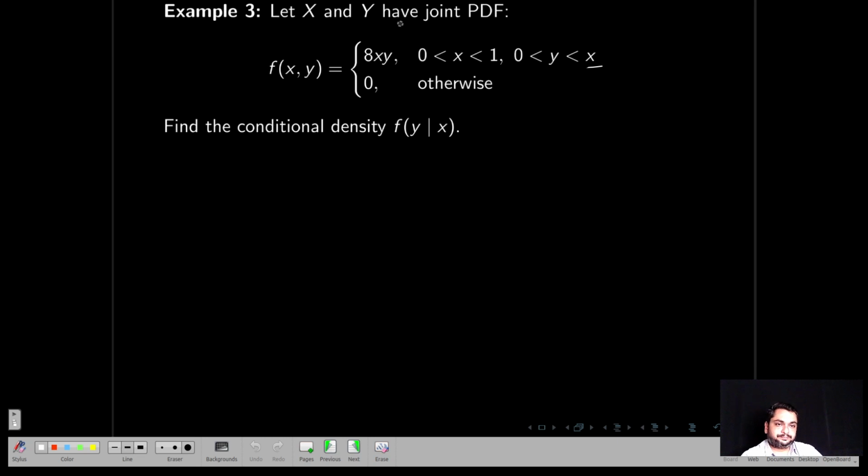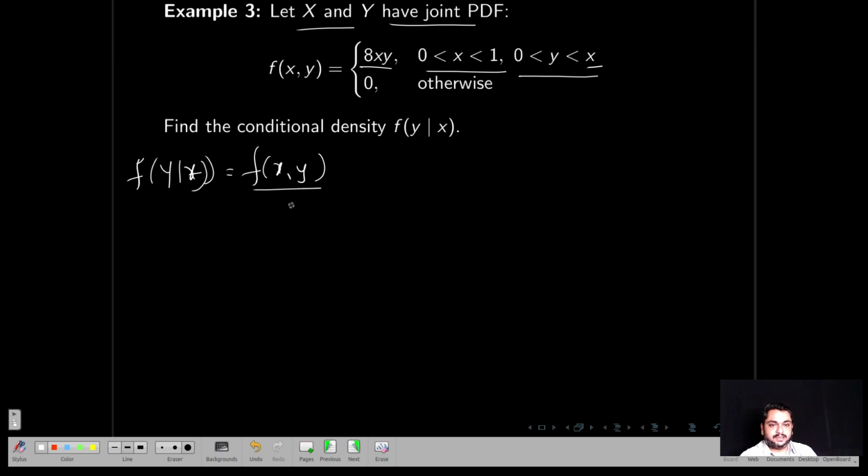Let x and y have a joint PDF. So now you'll see the continuous case. They are given the joint PDF as 8xy in the interval x belongs to 0 to 1 and y belongs to 0 to x. Now find y given x. This is nothing but f of x comma y divided by g of x, the marginal probability of x, since x is fixed here. What is f of x y? They have already given it as 8xy.